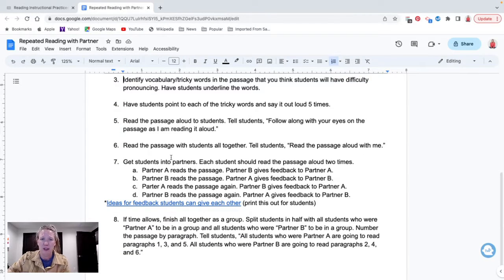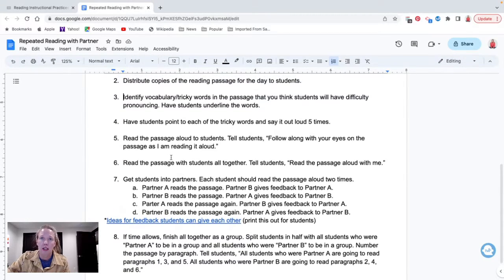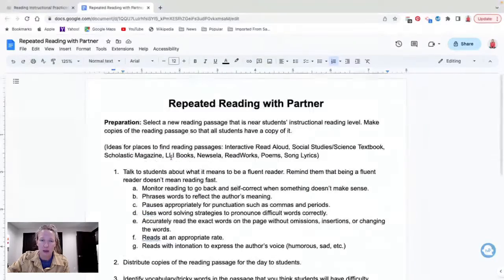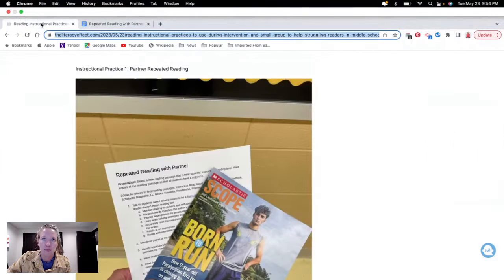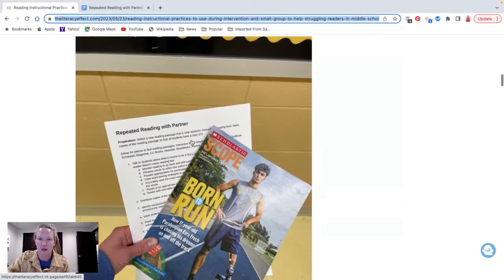This actually takes like 15 to 20 minutes to do. This is something that I'd recommend doing probably once to twice a week in your intervention, depending on how much time you have. I usually do this once a week. So that's the first instructional practice.